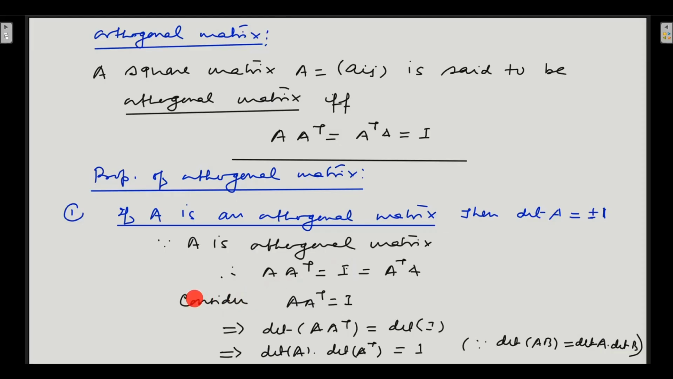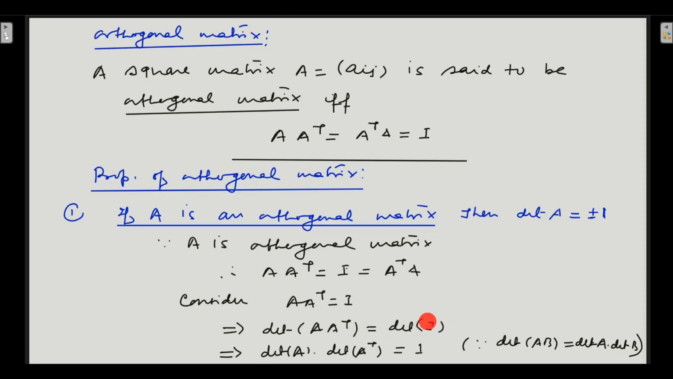Now, let us consider this particular fact, from here till here. For the time being, let us consider this much only and forget about the rest. Then what will happen? Consider A A transpose is equal to I, that is, the identity matrix. Take the determinant on both sides. What we are doing is taking the determinant operator on both the sides. So the determinant operator on the left side has been written like this, and the determinant operator on the right side has been written like this.